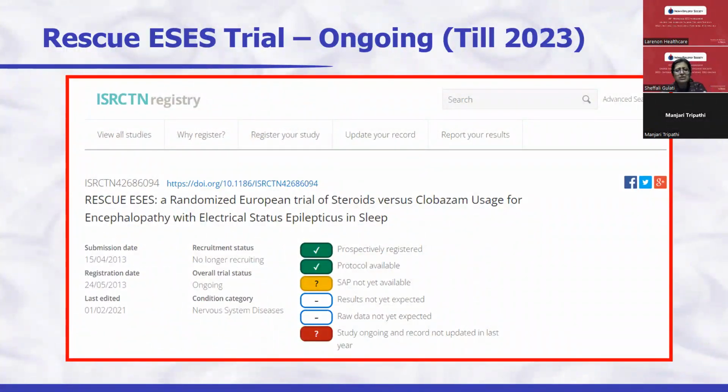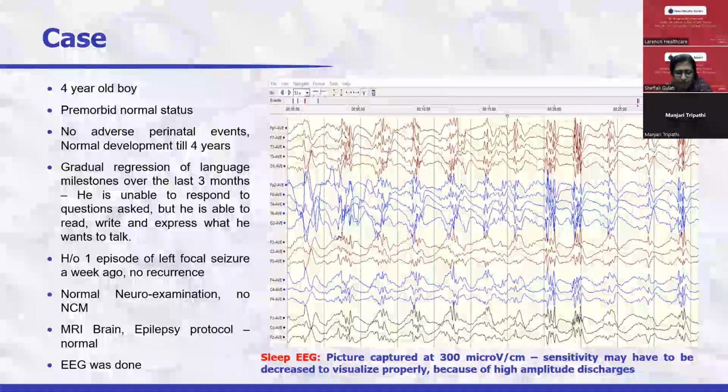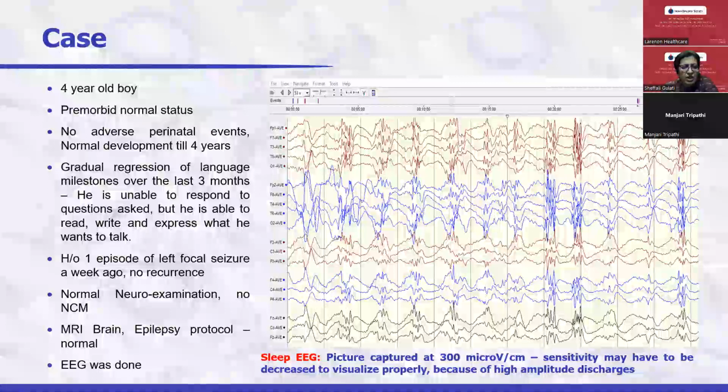A lot of studies are now going on to understand this, and we are also doing transcranial magnetic stimulation at AIIMS for these patients, trying to understand what is happening in the TMS parameters in these children, and why they are predisposed to having ESES.